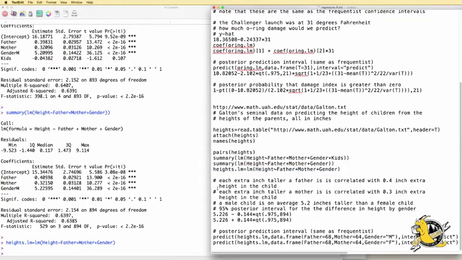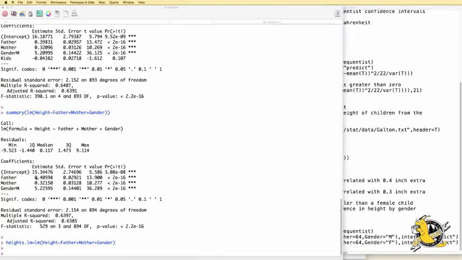We can see that each extra inch taller a father is correlated with about a 0.4 inch increase in the height of the child. Each extra inch taller a mother is a little more than 3/10 of an inch taller in the child. And that on average, boys are about 5.2 inches taller than girls.